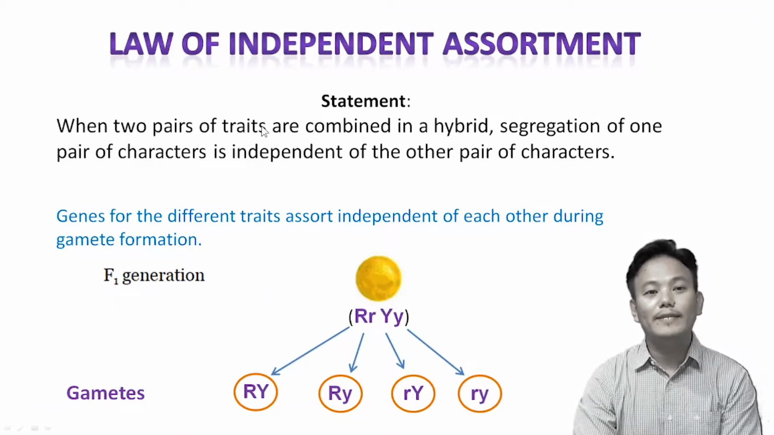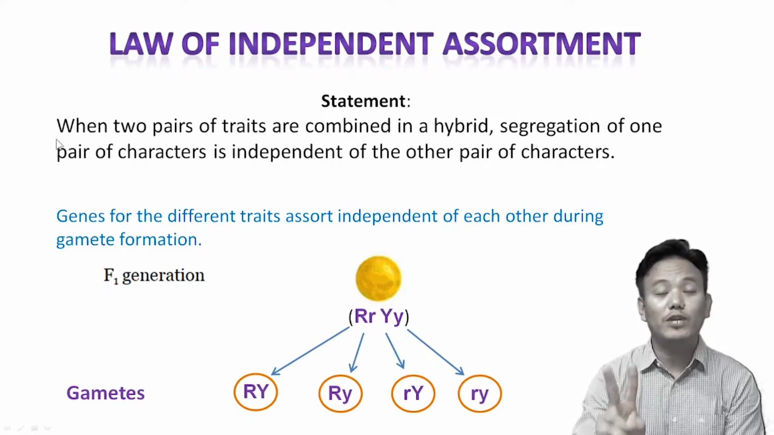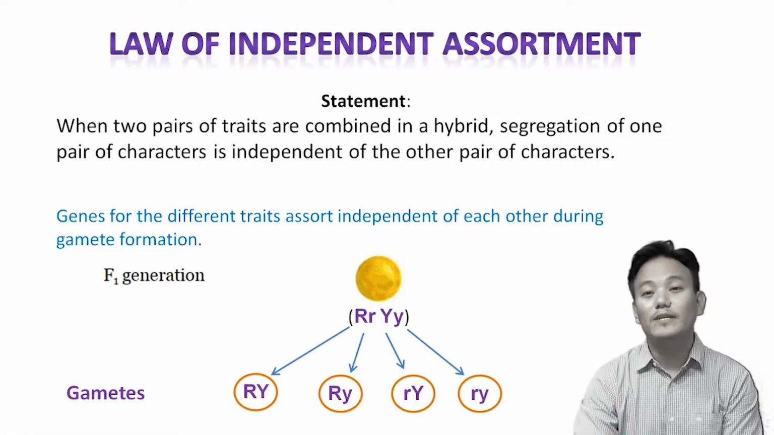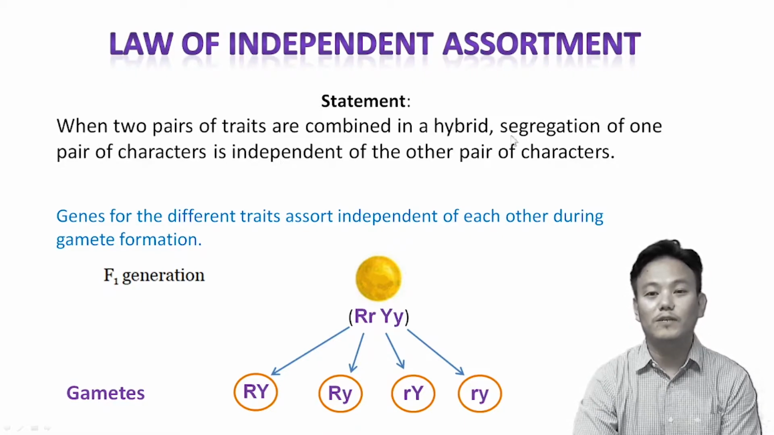Now, by looking at the dihybrid cross, I told you Mendel proposed the law of independent assortment. So what does the law of independent assortment state? The law of independent assortment states that when two pairs of traits are combined in a hybrid, segregation of one pair of characters is independent of the other pair of characters. What does it mean? You have to memorize that. You have to remember this particular statement. I will explain the meaning of this particular statement.